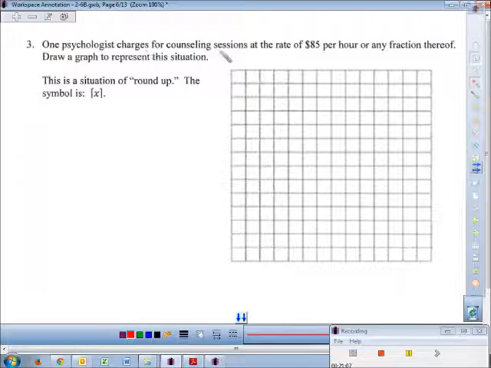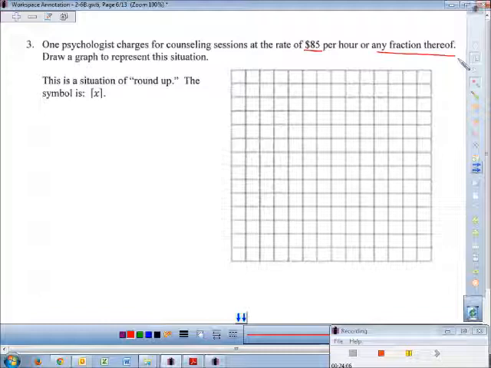So one psychologist charges for counseling sessions at a rate of $85 per hour or any fraction thereof. Any fraction thereof is a very real-life problem. Let's say you go to the psychologist for an hour and a half. It's not a nice, neat integer. 1.5 hours. How many hours do they charge you for? Round it up, 2 hours. Let's say you're there for an hour and 5 minutes. How many hours do they charge you? 2. They're going to round you up.